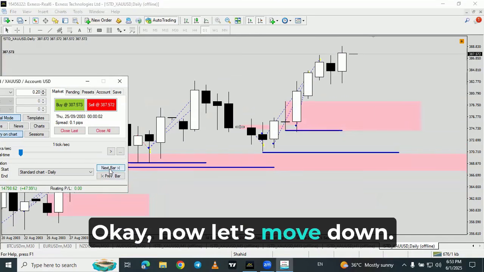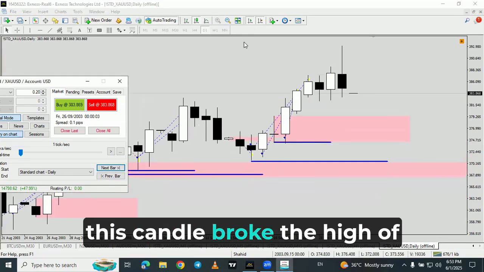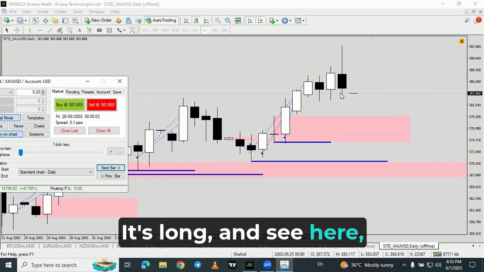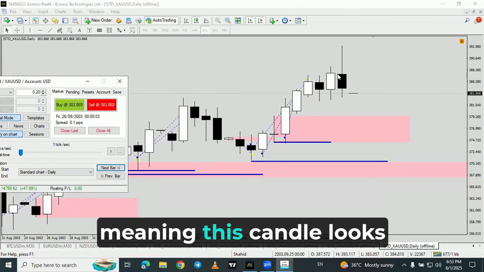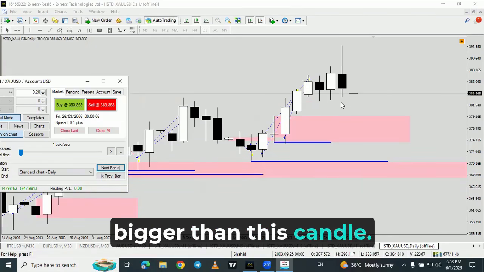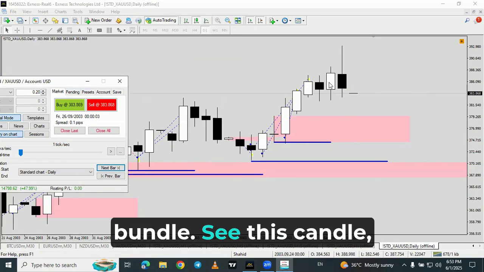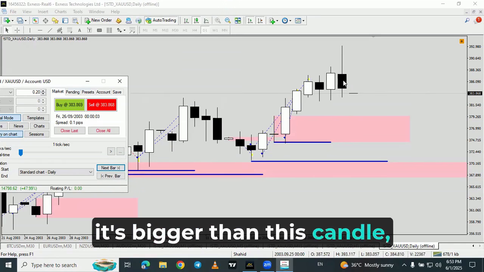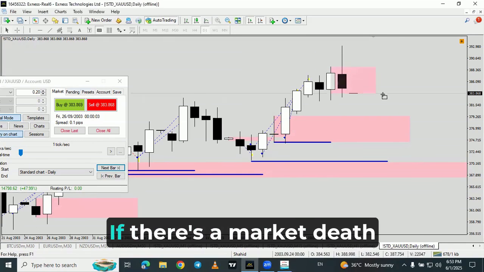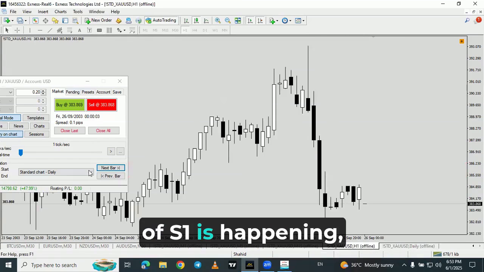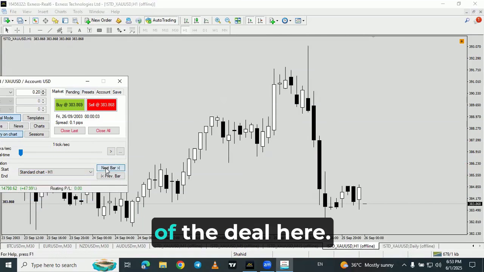Okay, now let's move down. See here, now you see this candle broke the high of this candle and closed below it. It's long, and see here, its lower wick is small, meaning this candle looks bigger than this candle. This is also an engulfing bundle. See this candle, it's bigger than this candle, isn't it? So we can take it here too. If there's a market death in this candle and the structure shift of S1 is happening, you can see the benefits of the deal here.